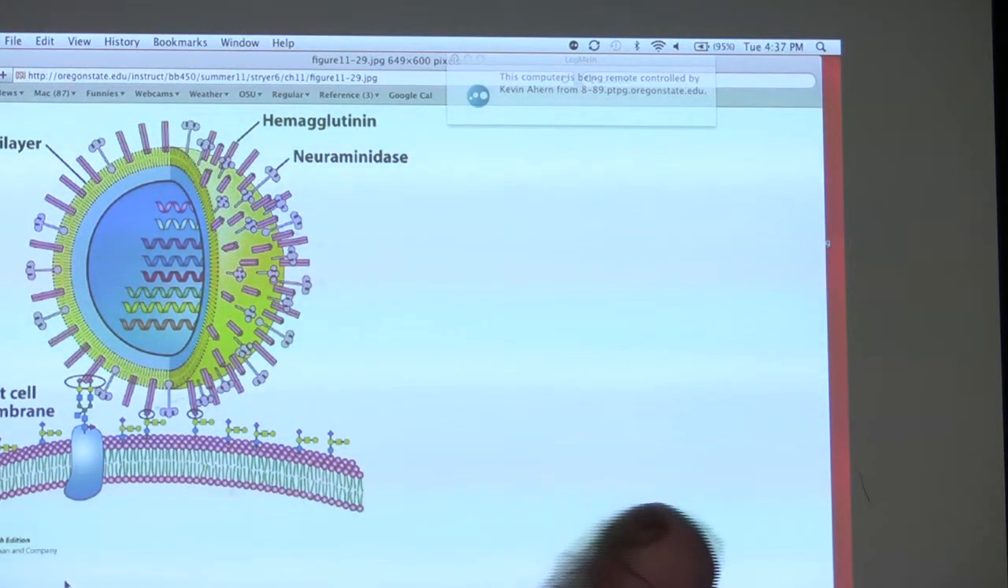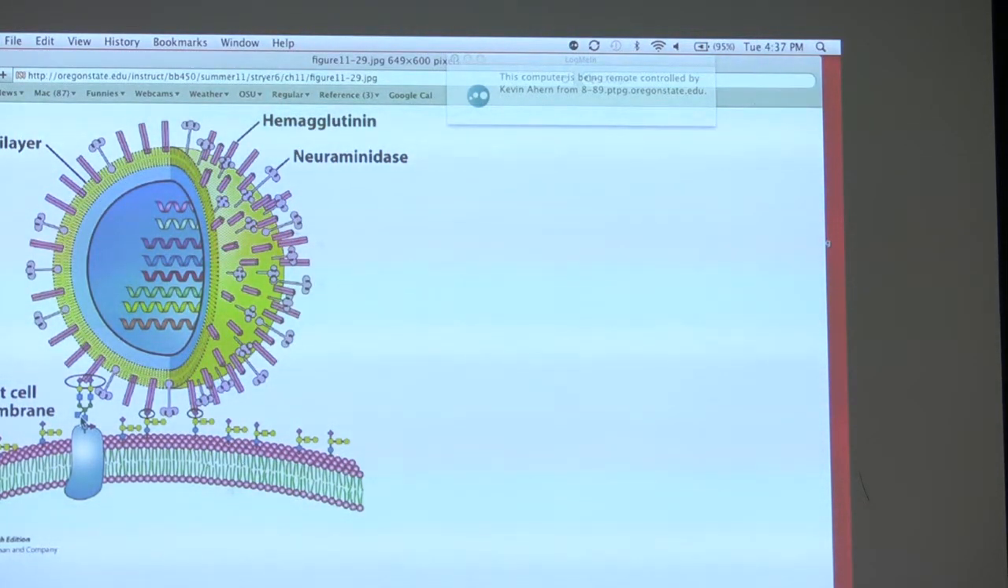The host blood cell has on its surface, as do all cells, a glycoprotein. The name of the glycoprotein doesn't really matter for our purposes, but suffice it to say that this flu virus is looking for a specific structure of carbohydrate on a glycoprotein that's found on a blood cell. The flu virus has two important proteins on its exterior.